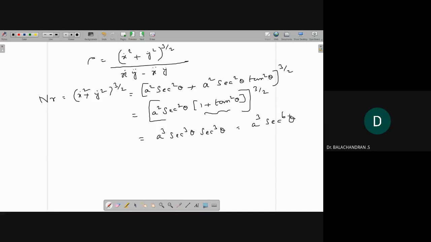Now the denominator is equal to x dot into y double dot minus x double dot into y dot. x dot is a secant theta. Anybody got the answer? Sir, a secant square theta. A secant square theta is correct. So a secant theta into y double dot. What is y double dot? y double dot is a secant cube theta. Please check your answer also. A secant cube theta plus a secant theta into tan square theta.